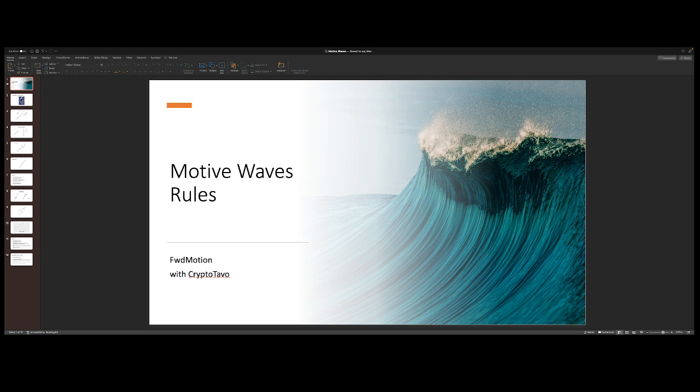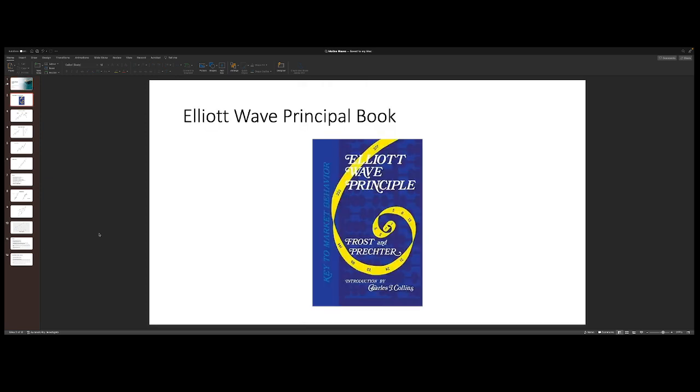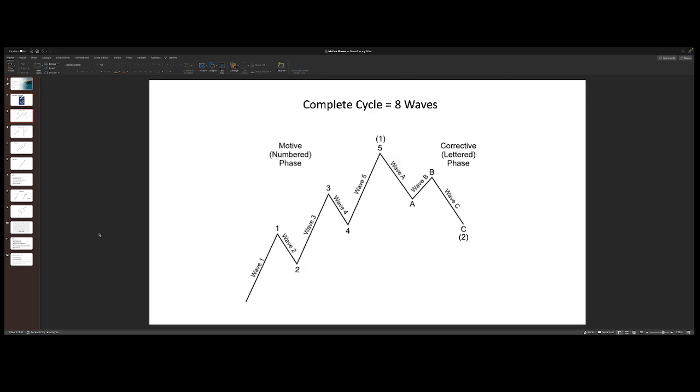Today we'll be going over some rules of the motive waves in the Elliott wave theory. First and foremost, this is the Elliott wave principle book that we grab all our information from. We base everything we learn on this book. I would highly recommend for everybody to get it. It's on Amazon. Really good base foundation for trading analysis. It gives you all the ins and outs of the Elliott wave principle. Highly recommend.